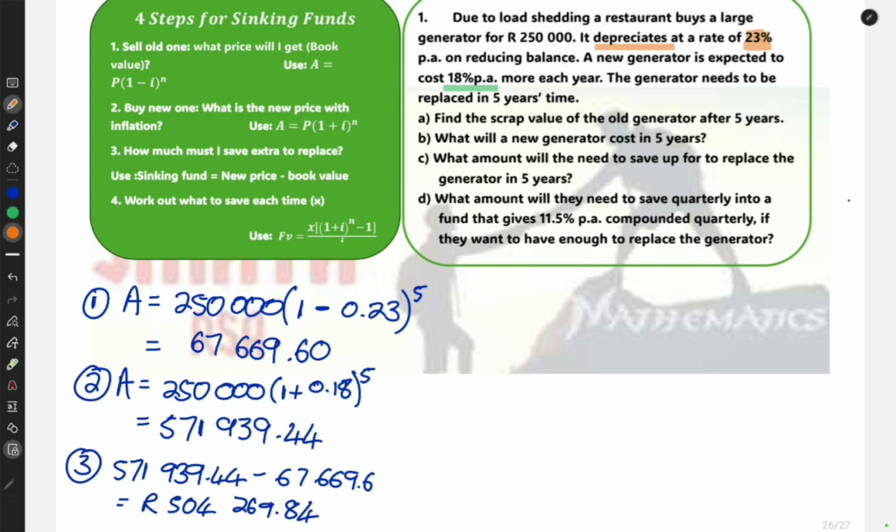What amount will they need to save quarterly into a fund that gives 11.5% compounded quarterly if they want to have enough money to replace the generator? I'm just going to go for the future value formula because it is savings. I'm just going to sub it in and work out what X is.